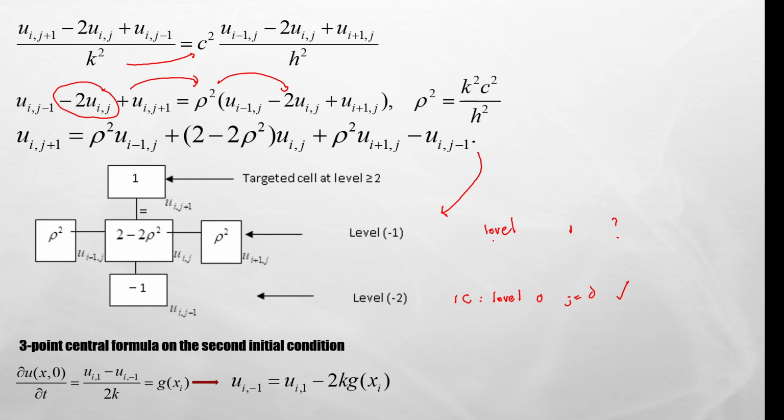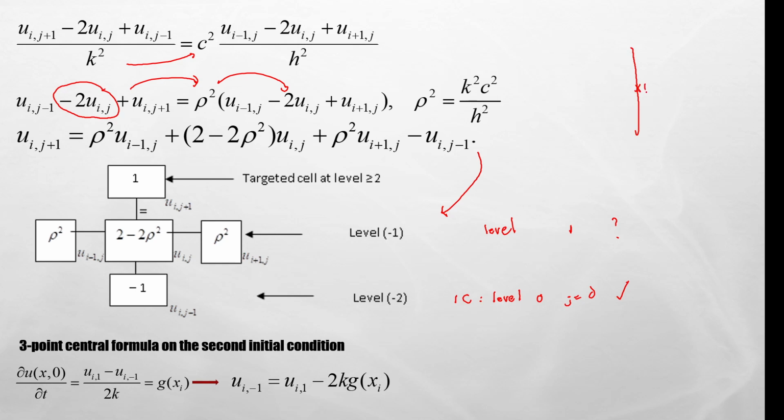Then how to calculate level 1 here? You have to calculate level 1 before you can apply this 3-level molecule. So to calculate level 1, remember the wave equation, we have 2 initial conditions. Now we apply the second initial condition, because the first initial condition you applied to level 0. Then we can apply the second initial condition, which is del u del t when t equal to 0.